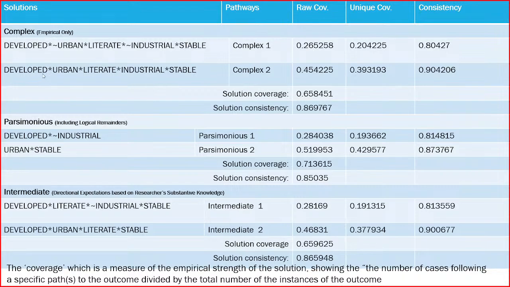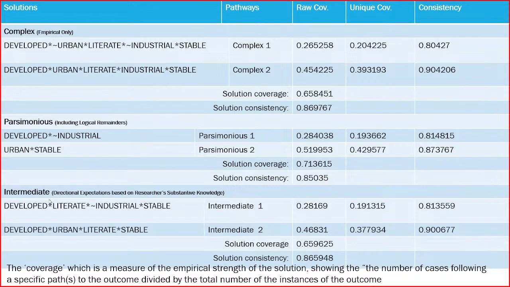Another solution, complex: developed, urban, literate, industrial, and stable. So for these 5, the higher it is, the better it is. Straightforward, right? But there's a little bit of a catch here. Similarly, the parsimonious solution. Now, what we are doing is including logical remainders, which are not empirically observed, but trying to bring them back. It has developed country and less industrial country, urban and stable, two different pathways towards an outcome.